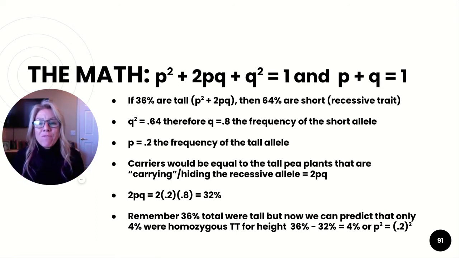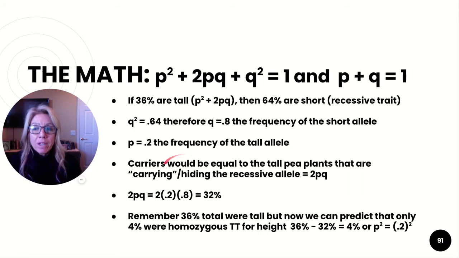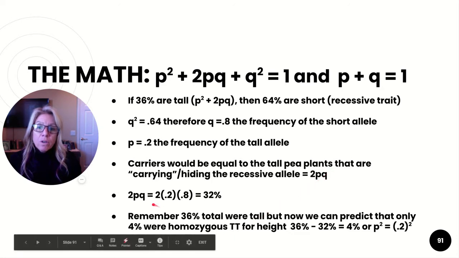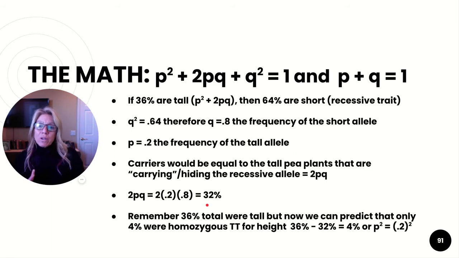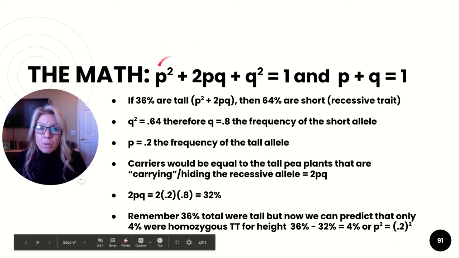Evolution, exactly. All right, so let's figure out how many were carriers. Remember, to be a carrier, those are the two PQs. So 2 times 0.2 times 0.8, that means 32% of those tall plants were actually carriers that were masking the short allele. And then from that, I could figure out how many are P squared, right?